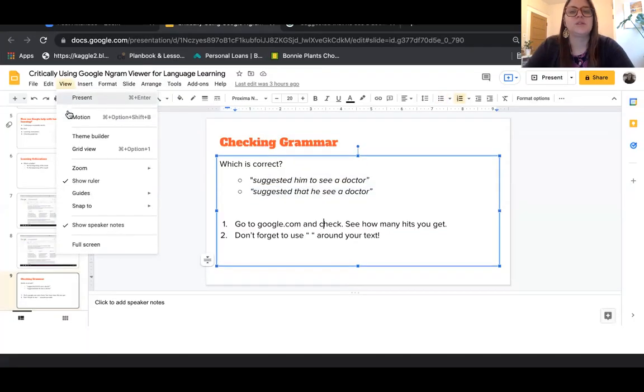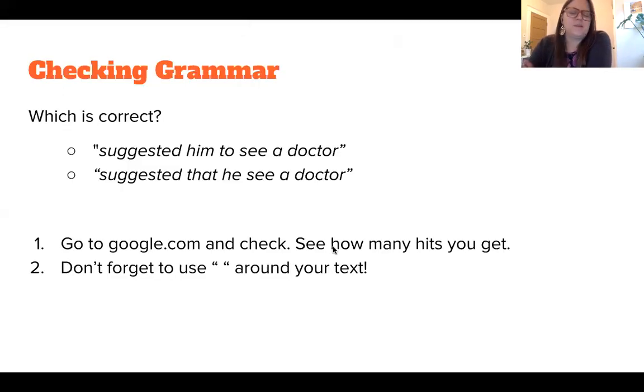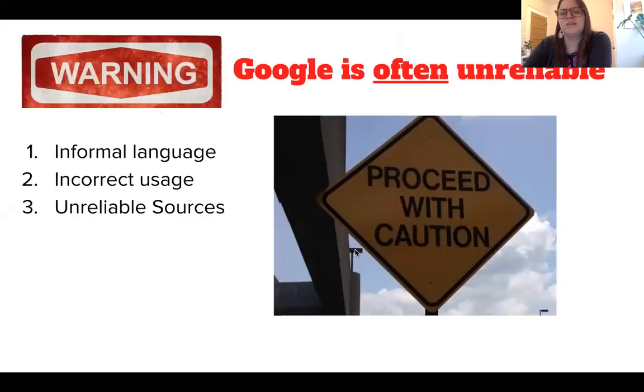So you might want to train students how to do a quick search. But then you might say, hey, okay, so it worked here. Well, let's talk about something else. Warning, Google is often unreliable. So you might ask them, okay, wait, we got the right result. What are you talking about, Heather? How is it unreliable?